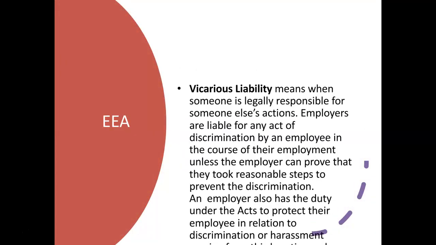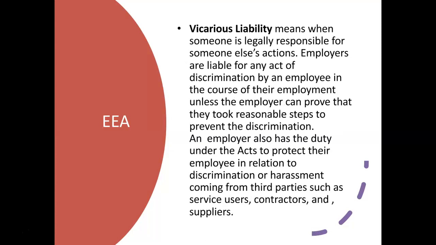This part tells us about vicarious liability. Vicarious liability means when someone is legally responsible for someone else's actions. Employers are liable for any act of discrimination by an employee in the course of their employment unless the employer can prove that they took reasonable steps to prevent the discrimination. An employer also has the duty under the Acts to protect their employee in relation to discrimination or harassment coming from third parties such as service users, contractors and suppliers.